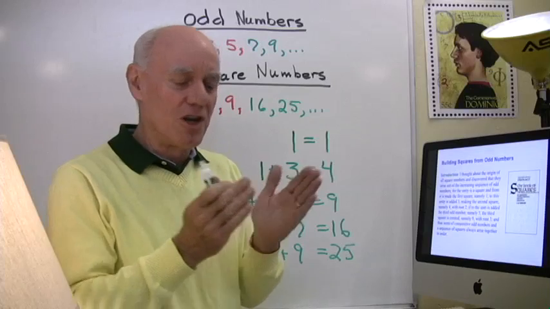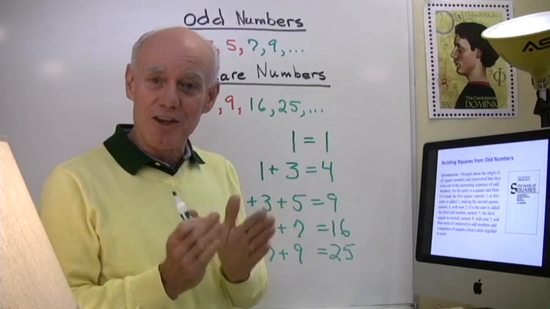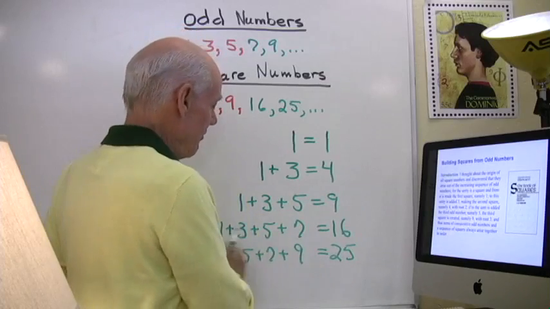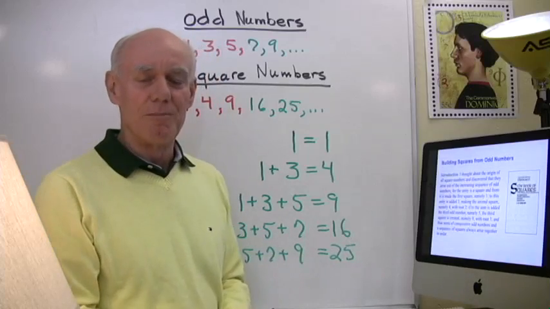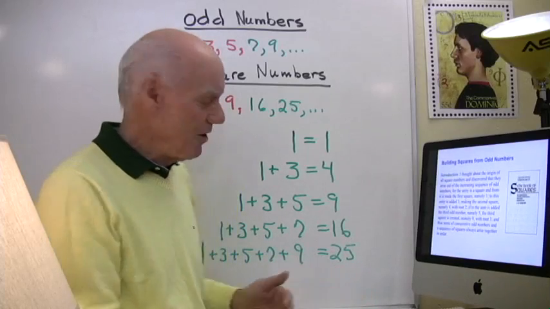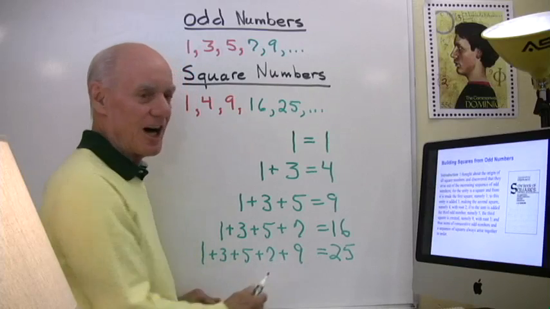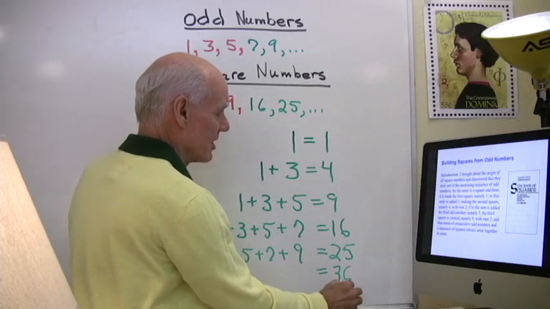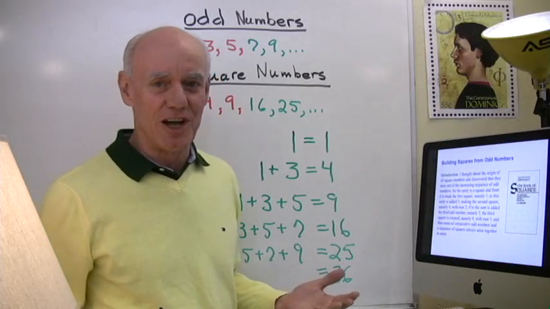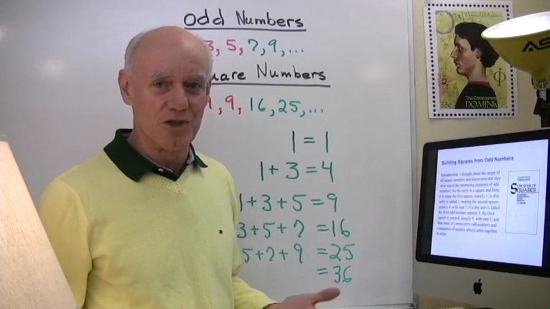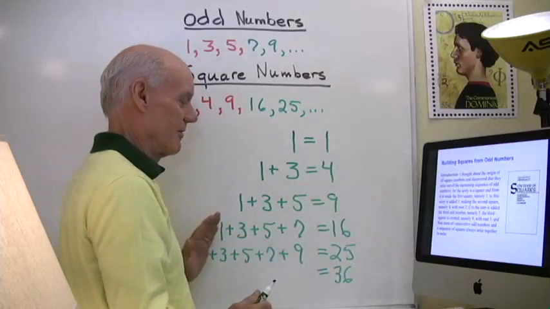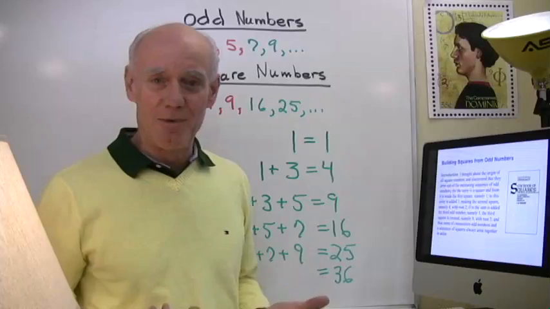If I add the first 3 odd numbers, I get the third square. Add the first 4 odd numbers, fourth square. First 5 odd numbers, I get the fifth square. Using inductive reasoning, I don't even have to add the first 6 odd numbers. I know what it comes out to be. It's going to be 36. And sure enough, if you add the first 6 odd numbers, you'll get the sixth square, which is 36. So, a great relationship here between the sequence of odd numbers and the sequence of squares, something that I really like.